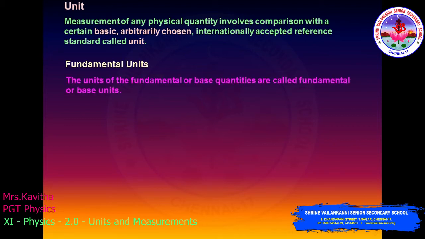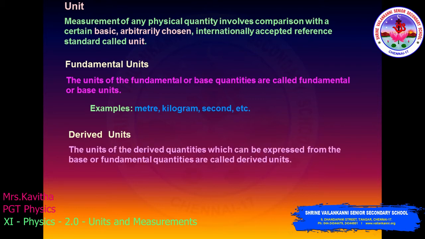So what are fundamental units? Here fundamental and also derived, right? So the fundamental units. The units of the fundamental or base quantities are called the fundamental base units. That means what we are using for distance, meter, for time, second, mass, kilogram, like that, what we have to know to measure the fundamental quantity. For that we are using the fundamental base units.